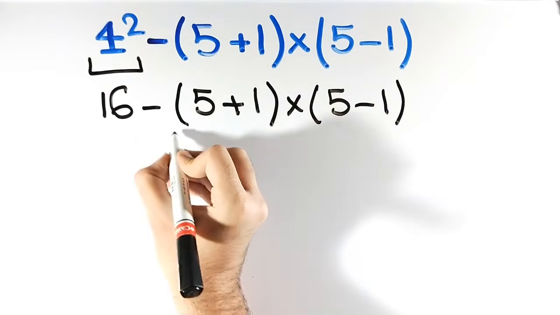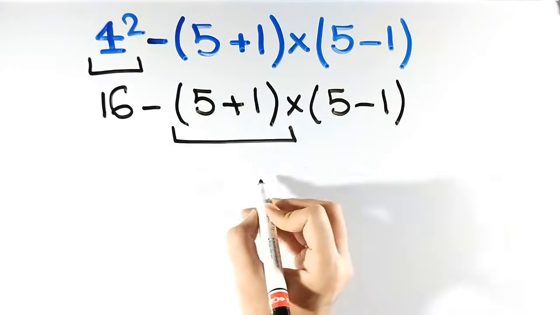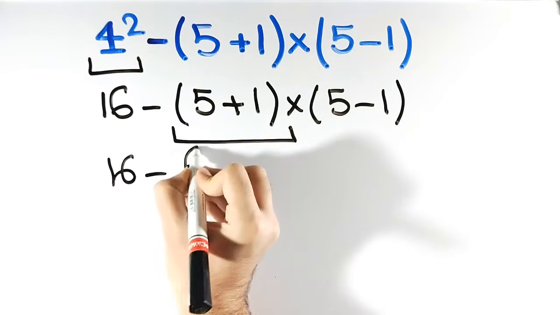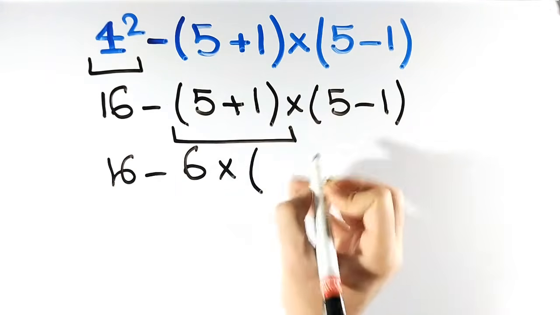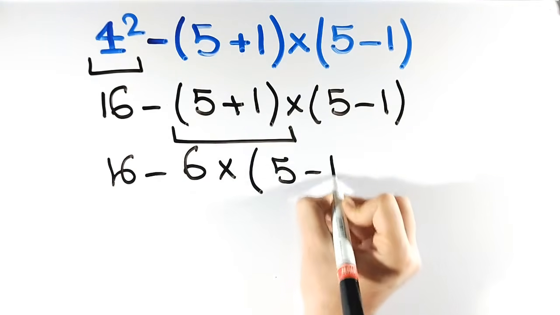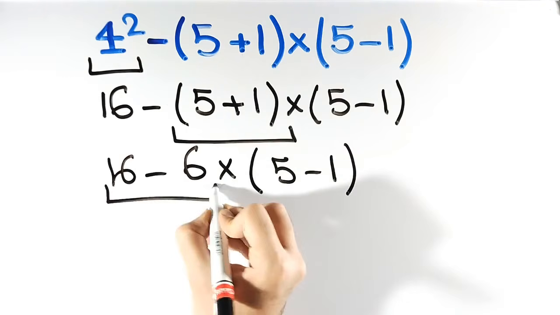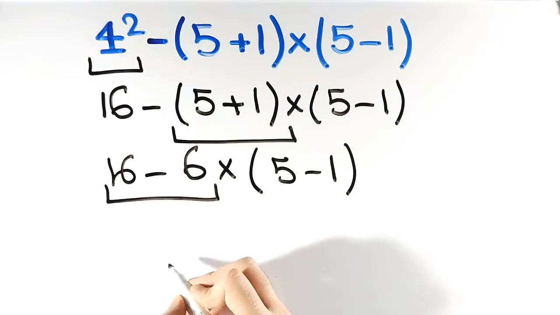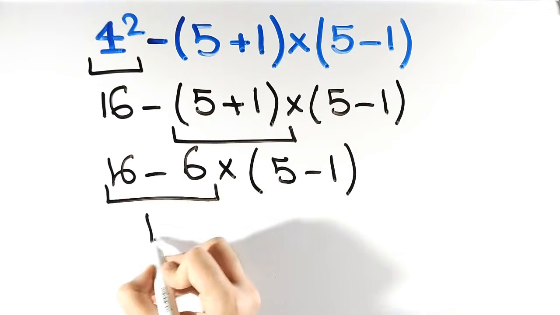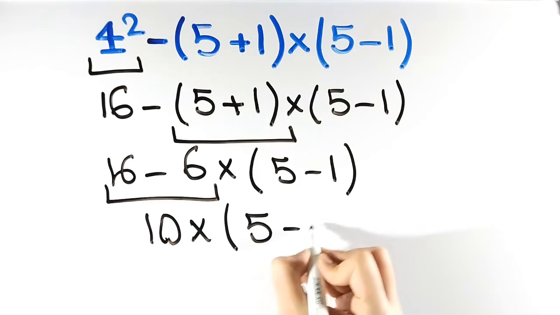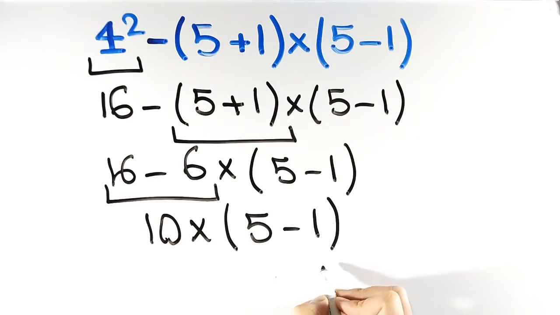And the next step, they go to the expression inside the first parenthesis and write this expression as 16 minus 6 multiplied by open parenthesis 5 minus 1 close parenthesis. Then they go for the subtraction between 16 and 6 and write this expression as 10 multiplied by open parenthesis 5 minus 1 close parenthesis.